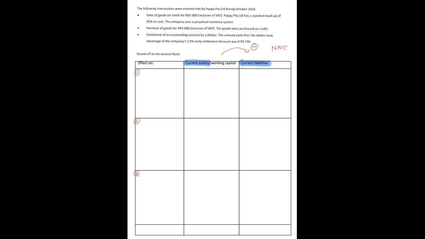The first transaction says that there was the sale of goods on credit. Please remember, it's a sale of goods on credit, which means that it is the debtor that you are selling to. Whenever it's a sale of goods on credit, then it is the debtor that you're dealing with. It was for 95,000, but this was inclusive of VAT. So again, please make note of that.